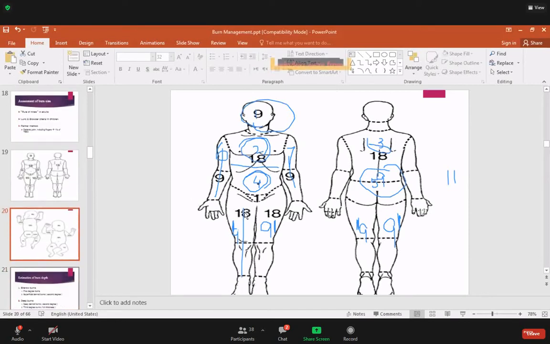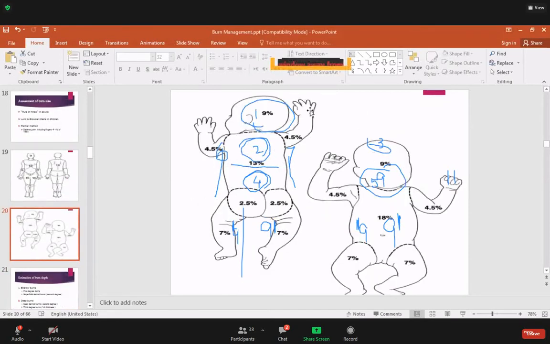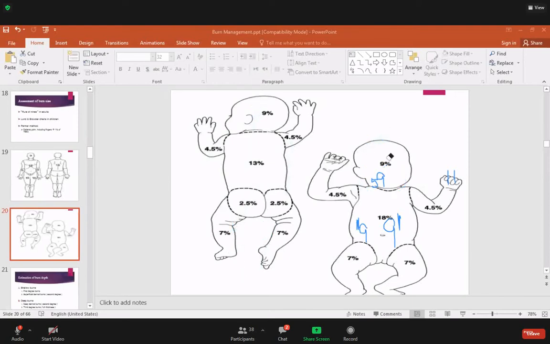Okay, for the pediatric age group, it's already marked. For pediatrics, it's slightly different. Sorry, I left one thing. 1% is the perineal area. If there is a burn at the perineal region, 11 nines are 99. So the 1% that is left is the perineal region.